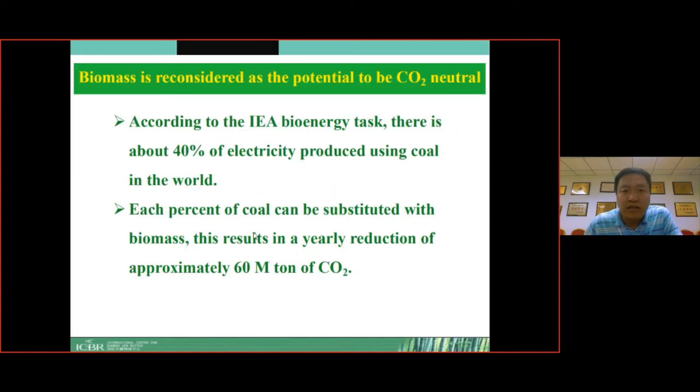Biomass is considered to have the potential to be carbon dioxide neutral. According to the IEA, about 40% of the world's electricity is produced using coal. Each percent of coal that can be substituted with biomass results in a yearly reduction of approximately 60 million tons of carbon dioxide.